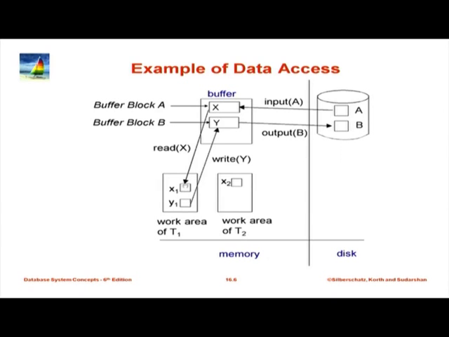Now, when a transaction wants to read or write tuples X or Y, the first step in order to read X is to find which block it resides in, input it if it's not already resident, and then return it. Similarly, when a transaction wants to write Y, it is written in the buffer. It's not directly written to disk at this point. The write to disk happens only when the output operation happens.